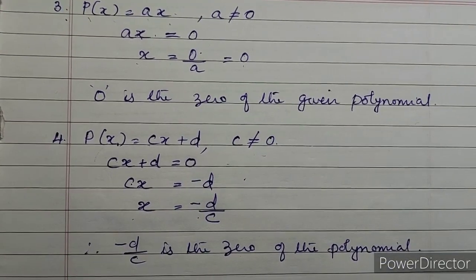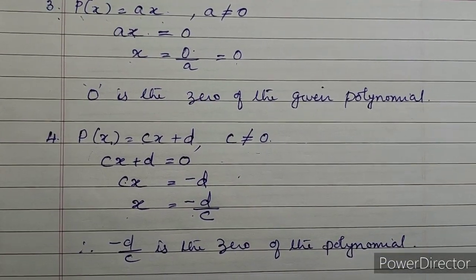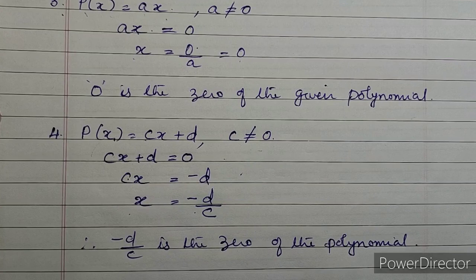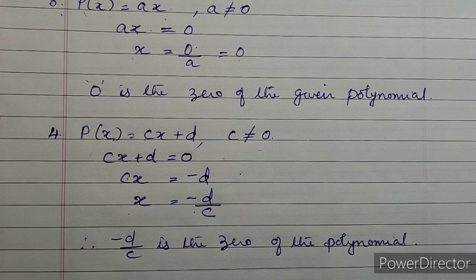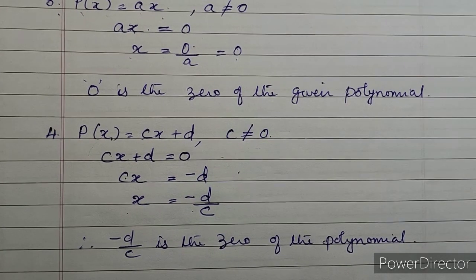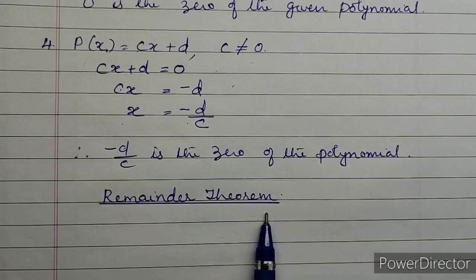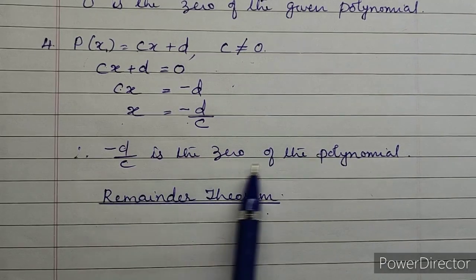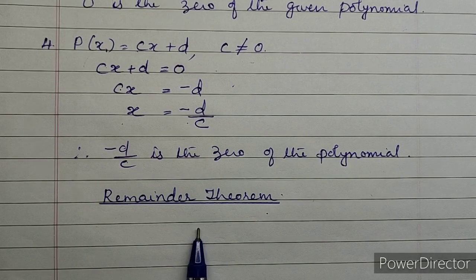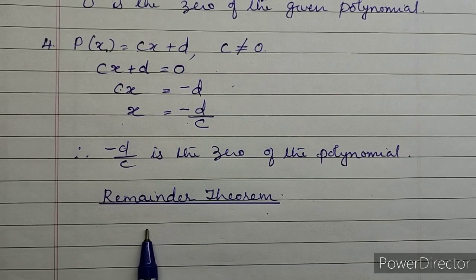So how to find that 0 of the polynomial? Hope you understood. So given polynomial, you have to take it and equate it to 0. Find x value. That x value will be the 0 of the polynomial. Our next topic is remainder theorem. This is not a very big theorem and all. Don't panic. It's a simple theorem only.